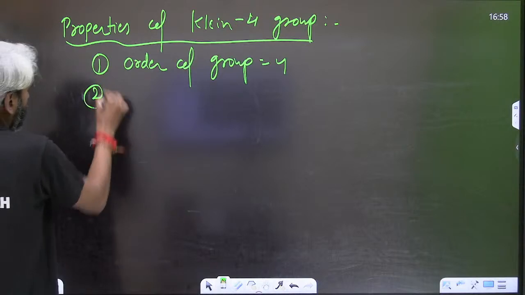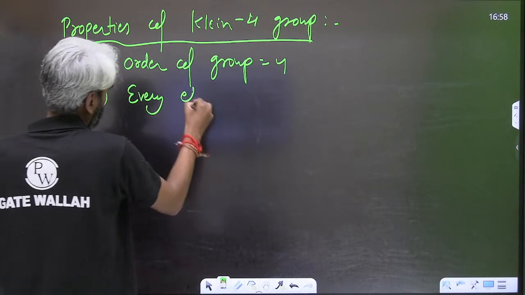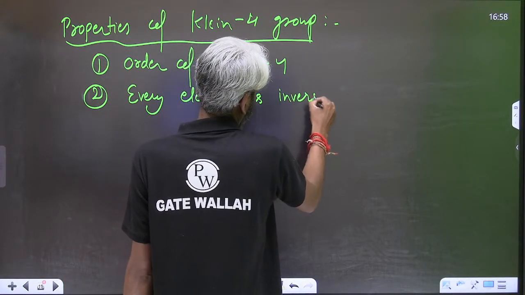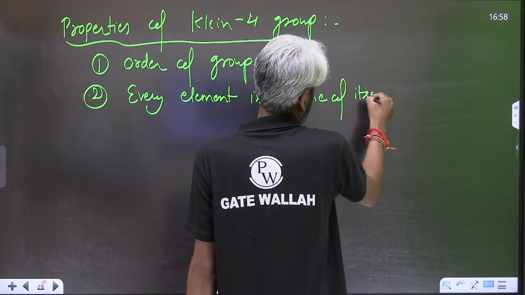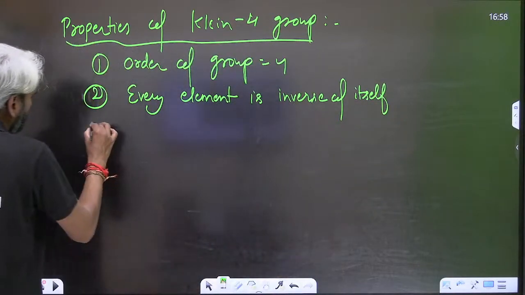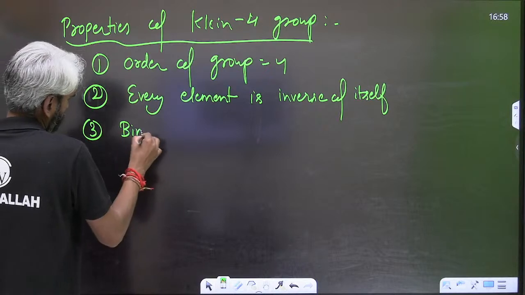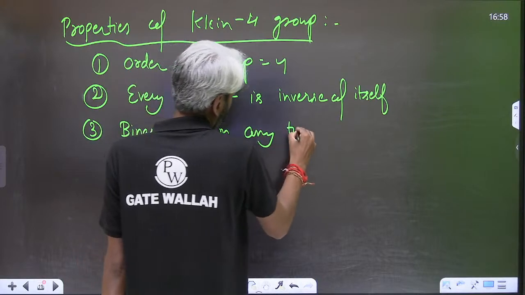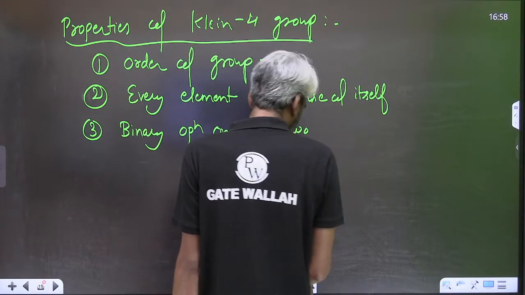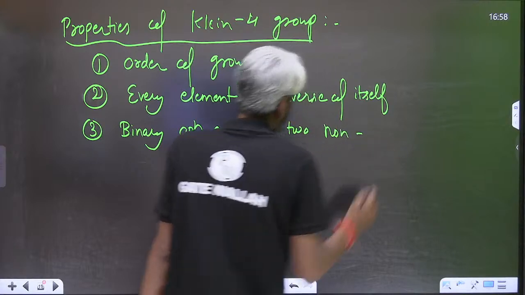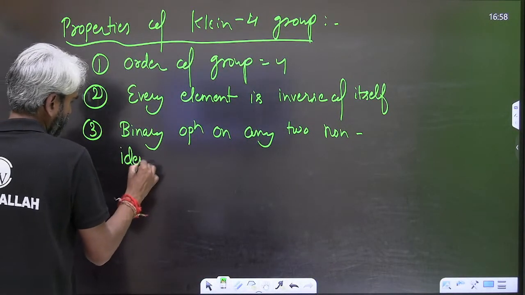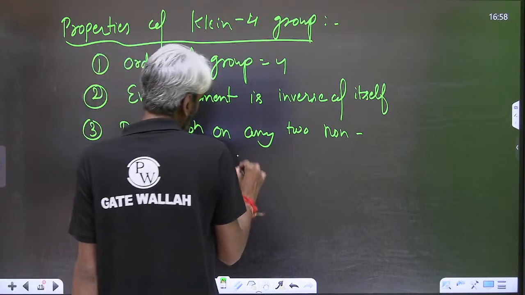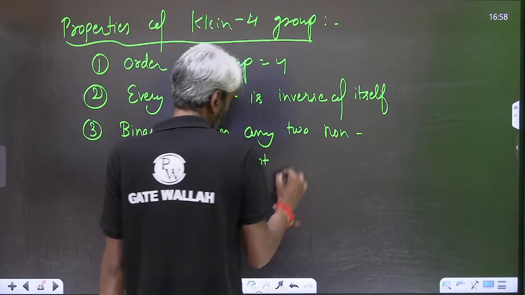Second property, every element is its own inverse. Third property, the binary operation on any two non-identity elements must result in the third non-identity element.